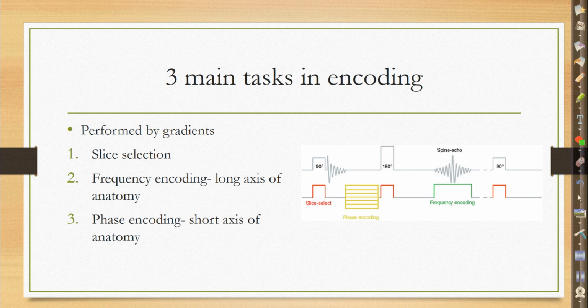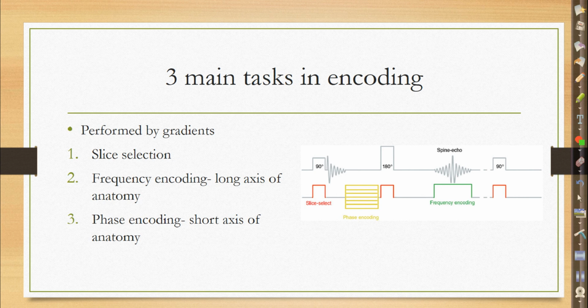Which would be the long axis of the anatomy for a humerus? Head to foot. And then what would be the short axis? Medial to lateral. Yeah, right to left, or even A to P, right? Because this distance is not very long, right? So just know that the frequency is always going to be head to foot because it's a very long bone. Good. And then our phase encoding is going to be the short axis of the anatomy.